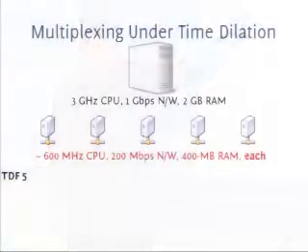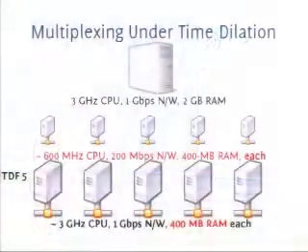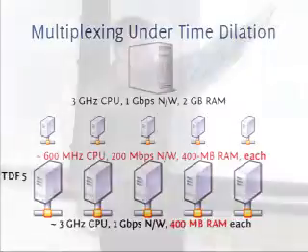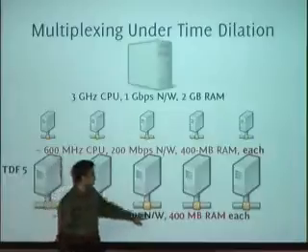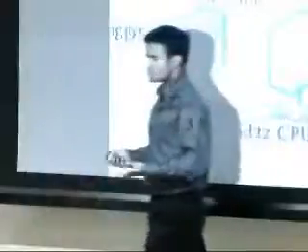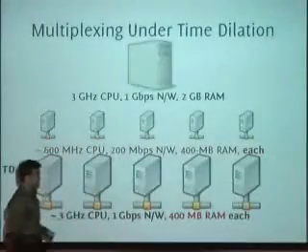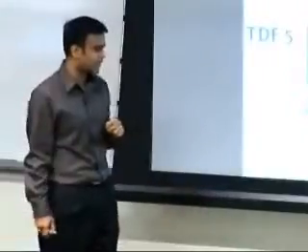Now if we take each of these virtual machines and run them under a time dilation factor of 5, all of these VMs will roughly see 5 times the resources that they had. But note that time dilation only impacts time-based resources, like temporal resources. It doesn't impact static resources such as main memory capacity or secondary storage capacity. So each of the virtual machines still sees 400 megabytes of RAM. And I'll come to this point later again.